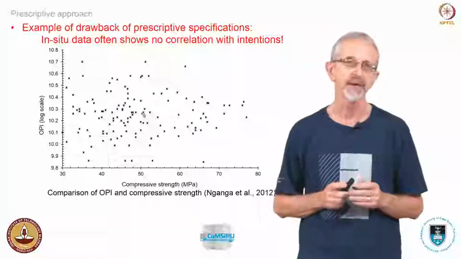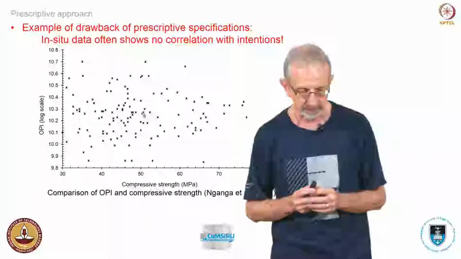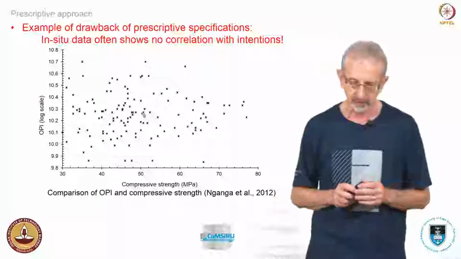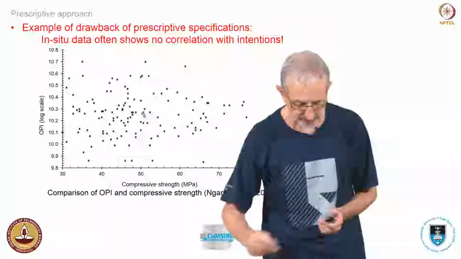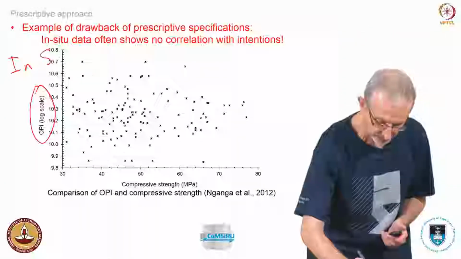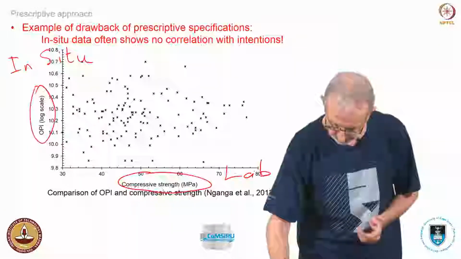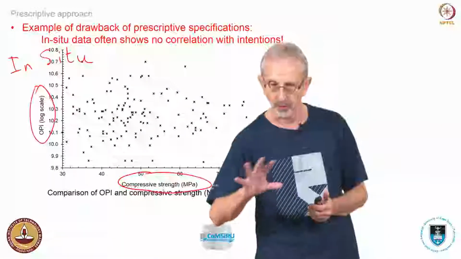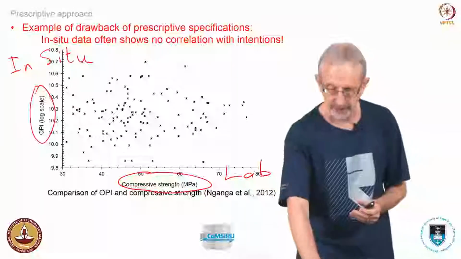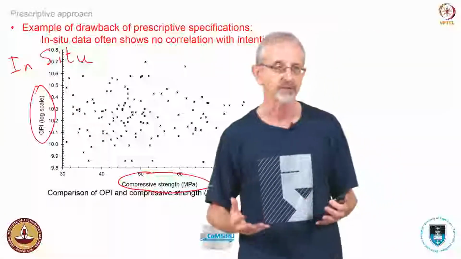And this is just an example that we have from our own work of this drawback of using prescriptive approaches. This is a set of data in which what we're plotting is oxygen permeability index, OPI, which you are probably mostly familiar with, on a log scale on the y-axis against compressive strength on the x-axis. Now, these were in situ measured properties. So the OPI we measured in situ on the actual structures that we were working with, and the compressive strength we measured in the lab on standard control specimens, okay, normally cured. So we've got all the influence of construction on the OPI, and we've got only the influence of standard curing on the compressive strength. And you can see that there is just no relationship whatsoever.